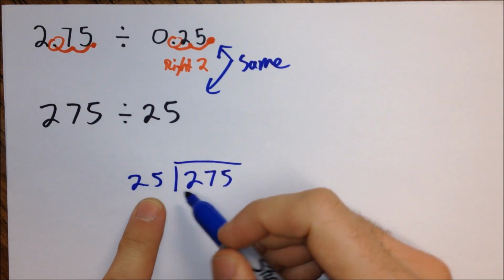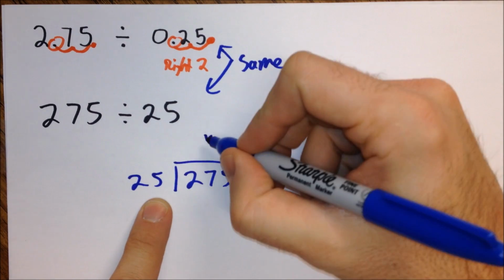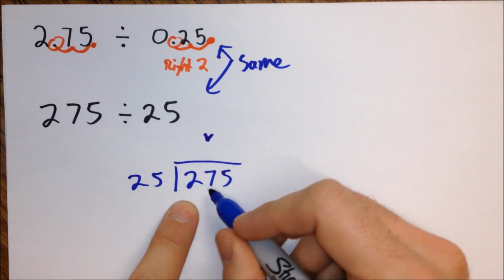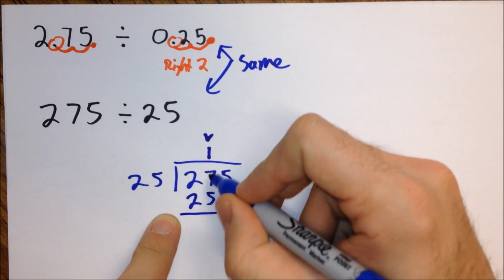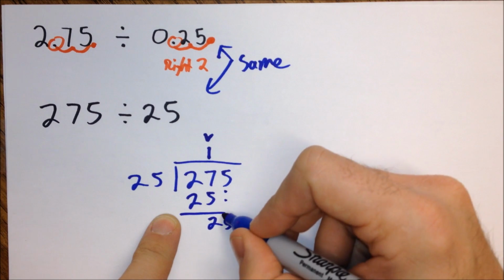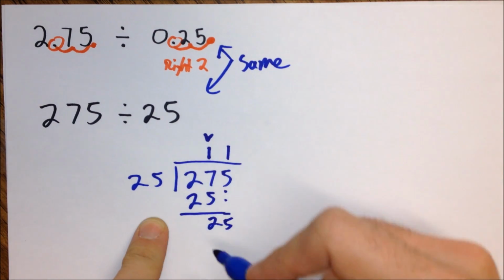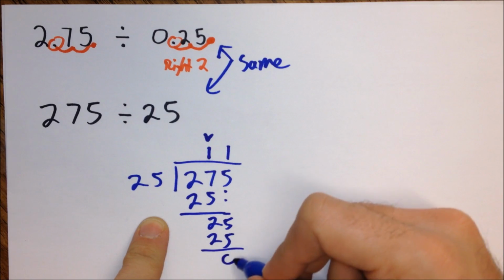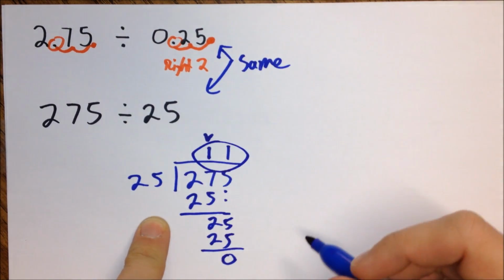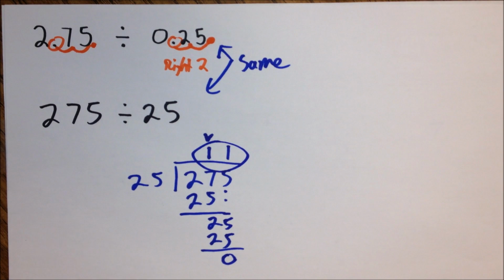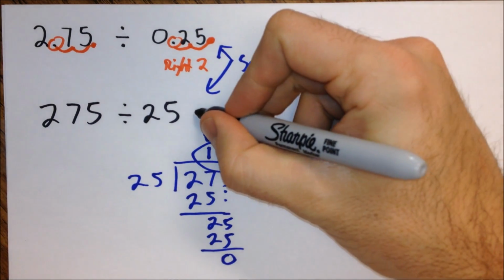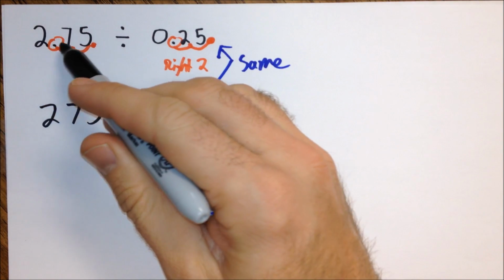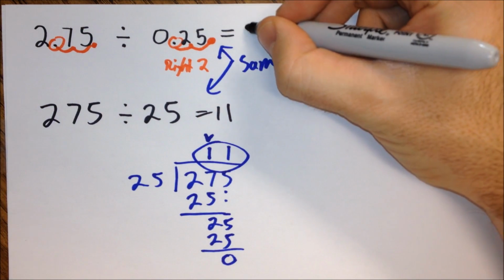And then I look and say, okay, 25 goes into 27. I always like to make a little arrow to acknowledge where I'm starting at. 25 goes into 27 one time. 1 times 25 is 25. We're left over with 2. Bring down the 5. And now I get one more. 1 times 25 is 25 and 0. So it looks like my answer is 11. So it looked like I had 11 25s, making this number 275. So the answer to both, 275 divided by 25 is 11, and the answer to 2.75 divided by 0.25 equals 11.